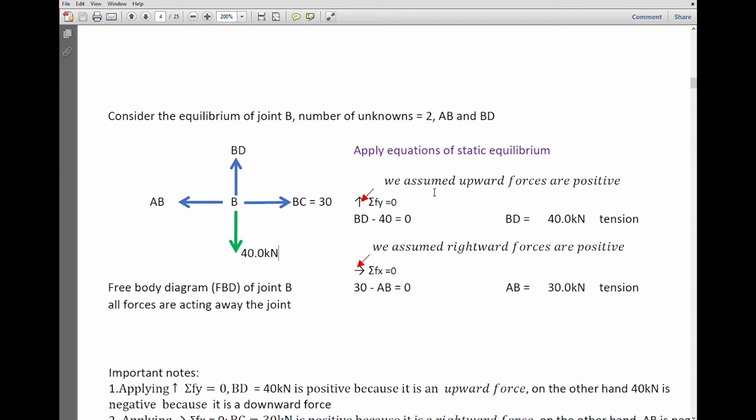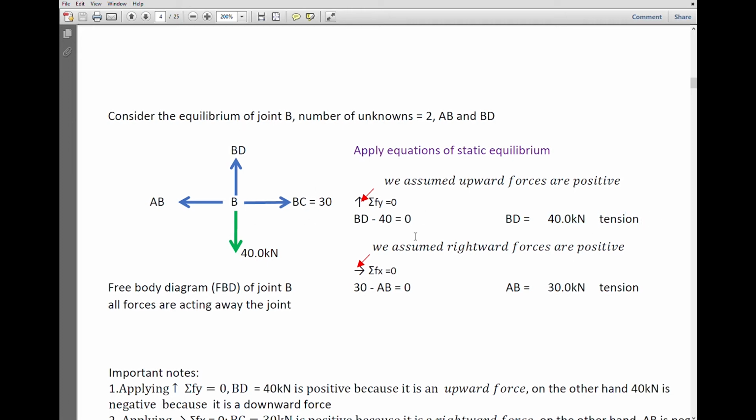Okay, so we can now apply equations of static equilibrium. Again, summation forces vertical and summation forces horizontal. So, meron tayong assumption, upward forces positive. Masosolve natin yung BD, ito. So, kung unang tingin pa lang, nakikita na natin, walang ibang babalance dito sa 40 kN na ito, kundi yung BD. So, BD is equal to 40 kN, and since it is acting away from joint B, that is under tension.